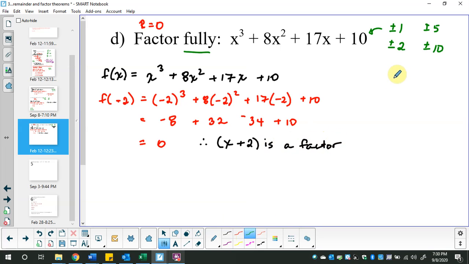In case you wonder how I got that, we got this to work, and I backtracked to make the bracket. So now you have a choice. You can either choose to long divide, because we need to factor fully, so we need to find the other two brackets that work. You can either long divide x cubed plus 8x squared plus 17x plus 10 by x plus 2, or you can take x cubed plus 8x squared plus 17x plus 10 and synthetically divide.